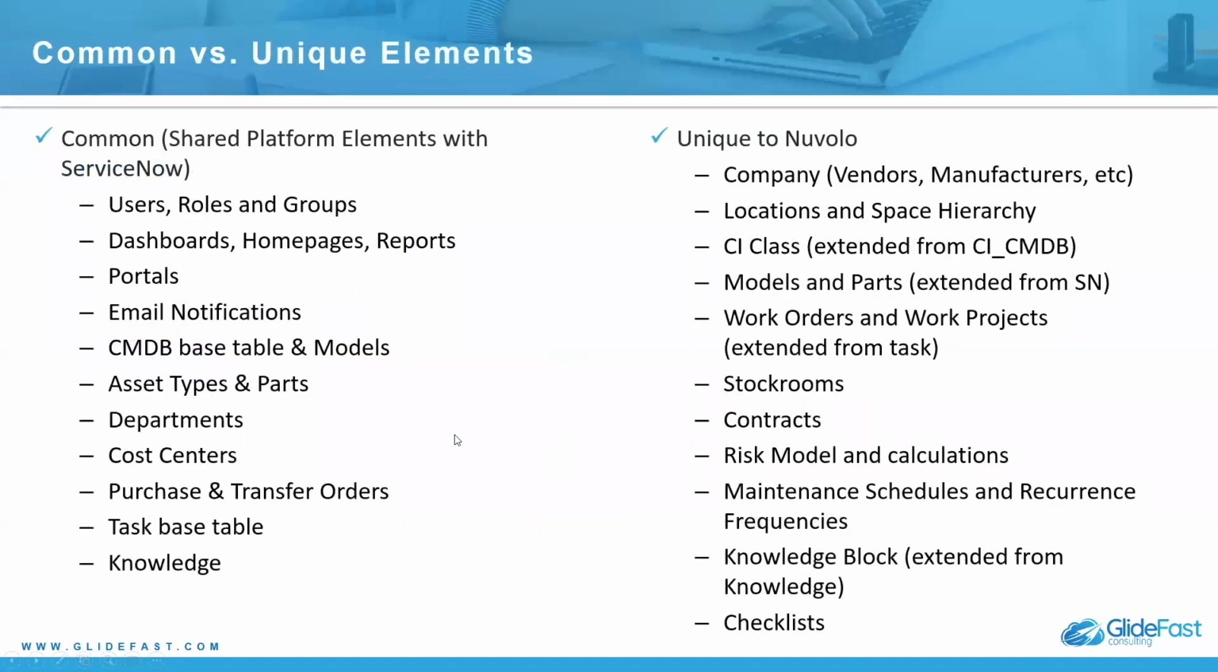So some of the things that are common with ServiceNow that you need to be aware of is that there's certain things that they share. So obviously the users, the roles, and the groups. As it's a scoped app, you have your own security roles and your own groups for that scoped app, but it's all in the same table. So all the groups and the users, they're all together in our standard common tables. Dashboards, homepages, reports. Like I said, anything you can do with ServiceNow, you can do with the Nuvolo data.